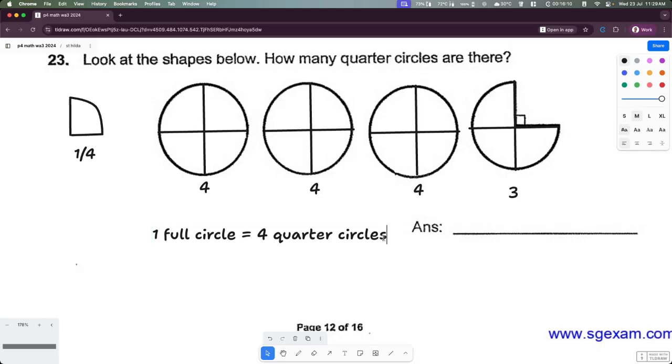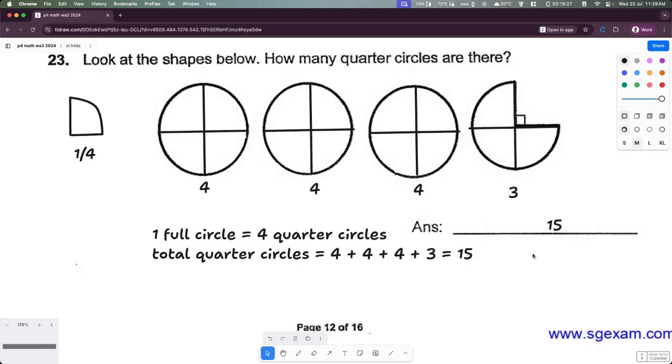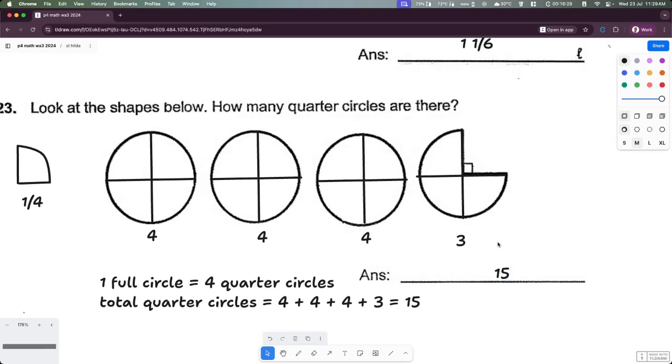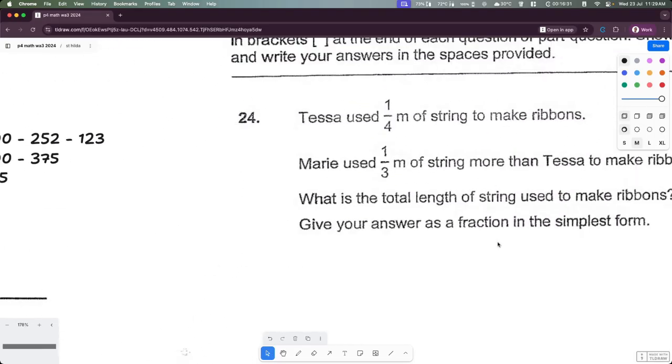So now total quarter circles is equal to 4 plus 4 plus 4 plus 3. So 4 times 3 is 12 plus 3, it should be 15. So the answer to this is 15. Okay, there you go. Answer is 15. All right, let's move on to the next question.